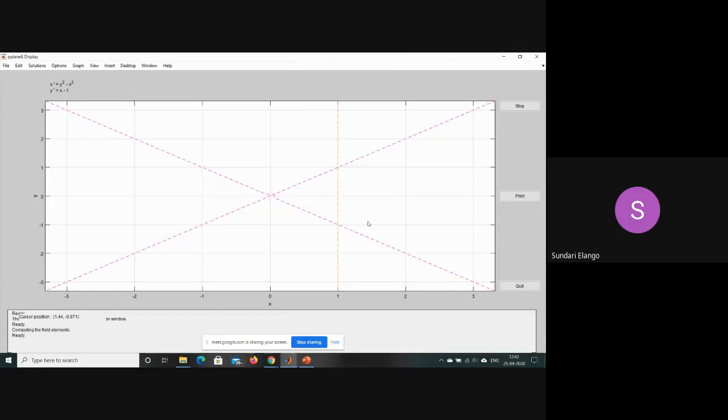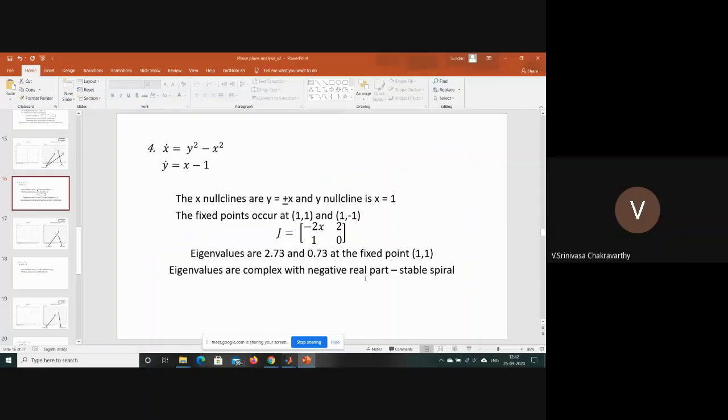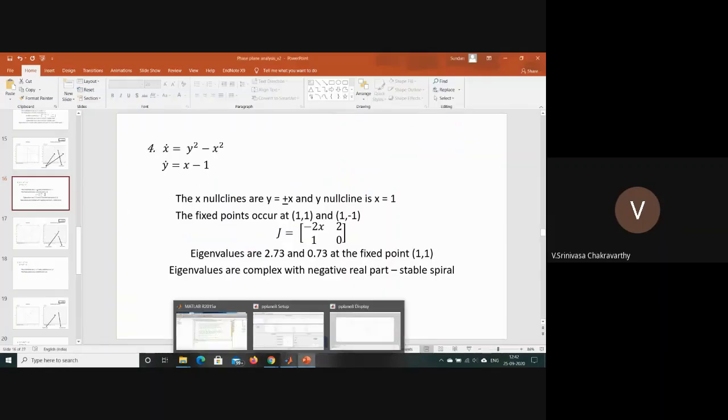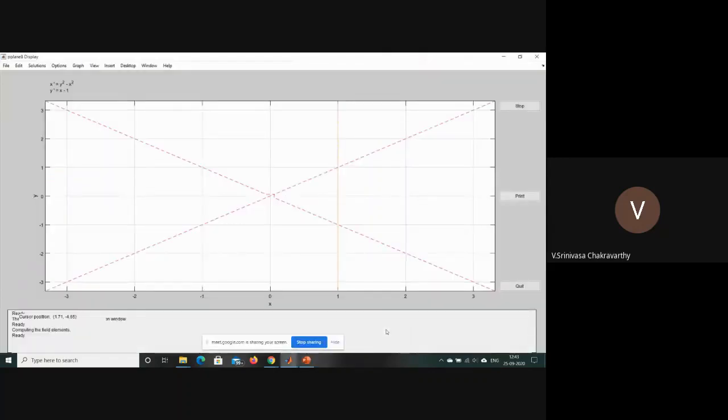So these are the null lines here, and the fixed points here are 1, -1 and 1, 1. What is the system here? What are the equations? x dot equals y squared minus x squared, y dot equals x minus 1. So that is (x plus y) times (x minus y) equal to 0, right? So x equal to y is one solution, x plus y equal to 0 is another solution.